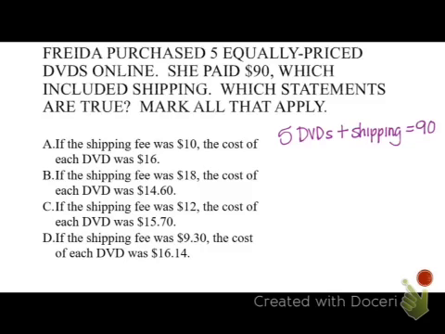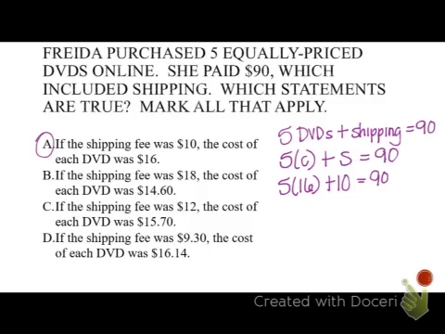Each DVD has a cost. So 5 times the cost of the DVD plus the shipping amount should equal $90 if we have a true statement. So in A, we're saying 5 times 16 plus $10 in shipping should equal $90. And 5 times 16 gives us 80, and 80 plus 10 gives us 90. So A is a true statement.